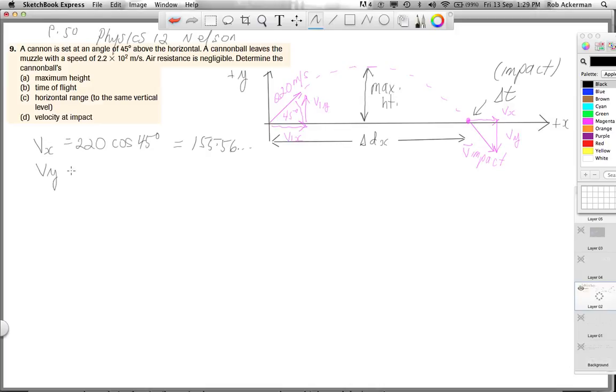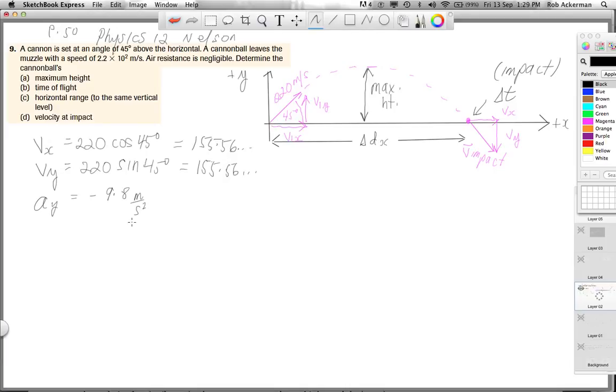And Vy is 220 sine 45 degrees. And just by coincidence, because sine and cos of 45 are actually the same, these numbers are the same. That's not always going to be the case. At a 45-degree angle, you're kind of going right down the middle there, so the components are equal. Anyway, what do we do with these numbers? Well, let's write down what we also know. A in the y direction is negative 9.8 meters per second squared. These are the things that we know are true.